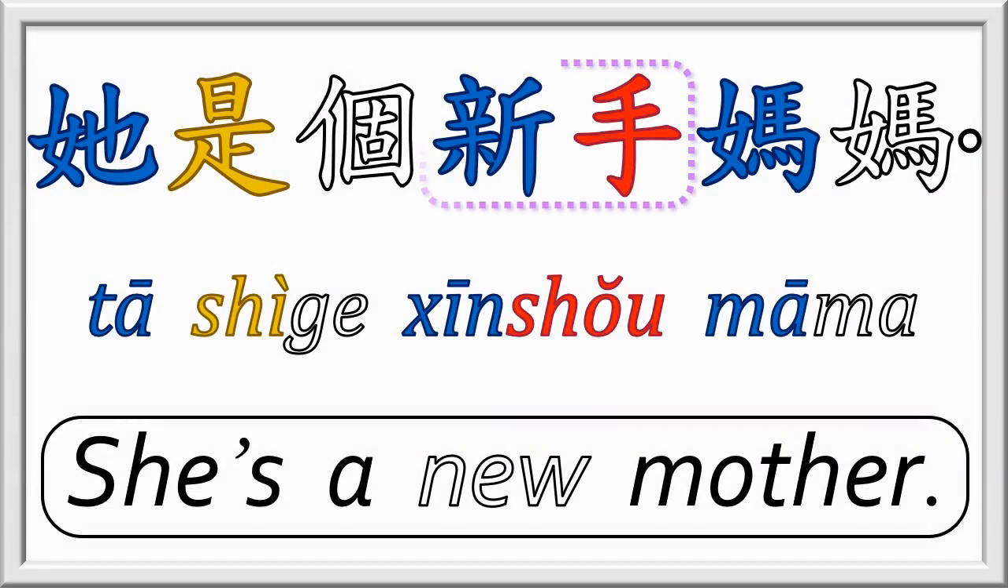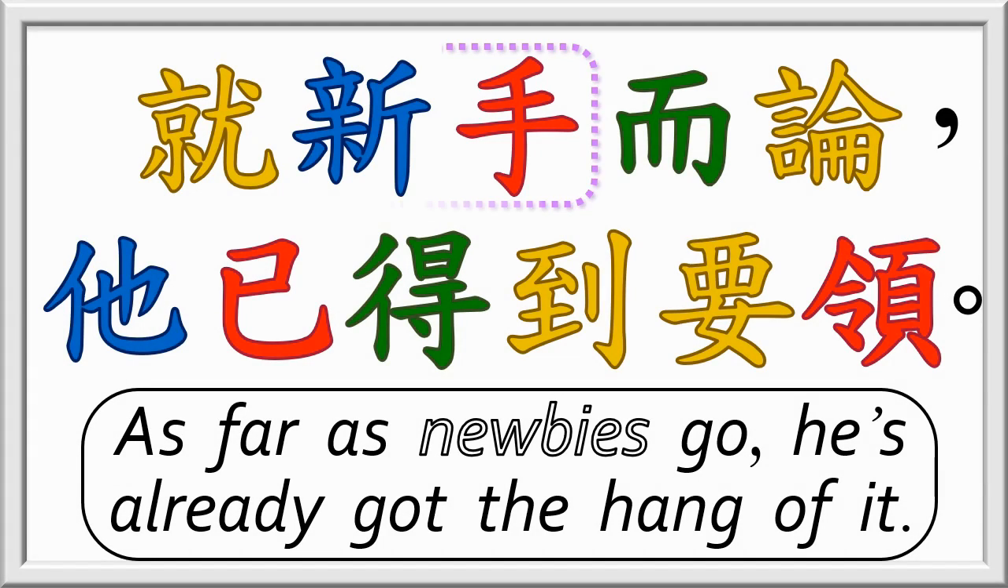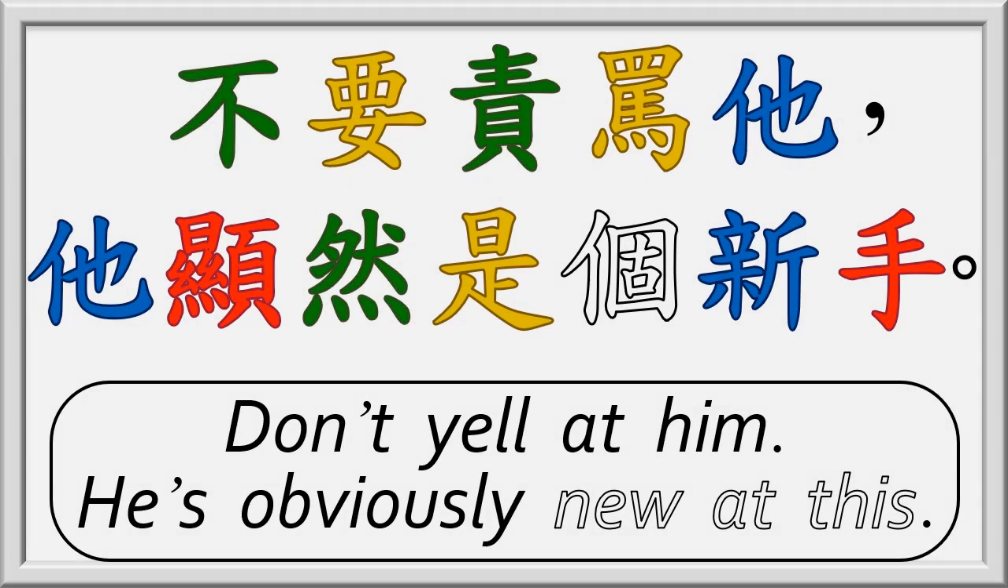A new hand at a job, a novice, or a greenhorn are all referred to as 新手。她是个新手妈妈。She's a new mother, implying, of course, that she's inexperienced at caring for a baby. 就新手而论，他已得到要领。As far as newbies go, he's already got the hang of it. 不要责骂他，他显然是个新手。Don't yell at him. He's obviously new at this.